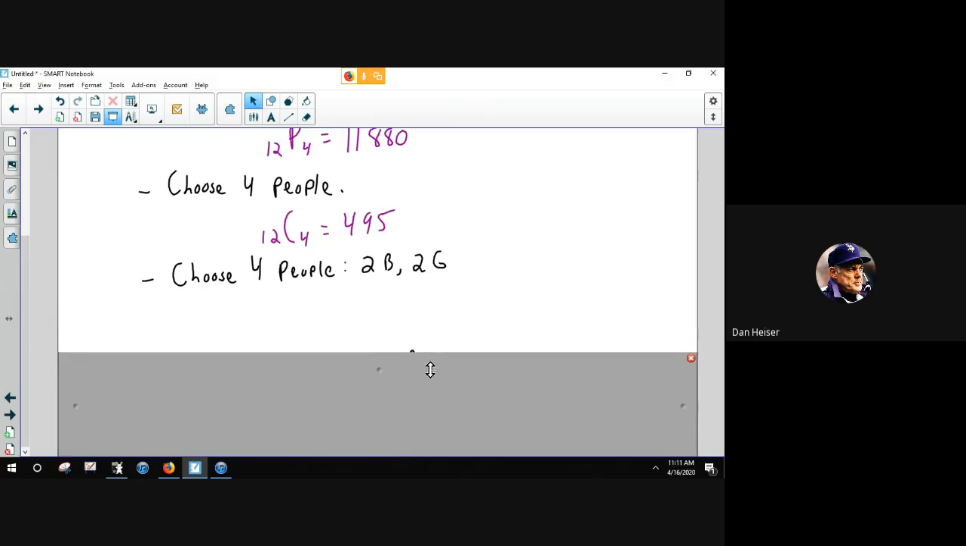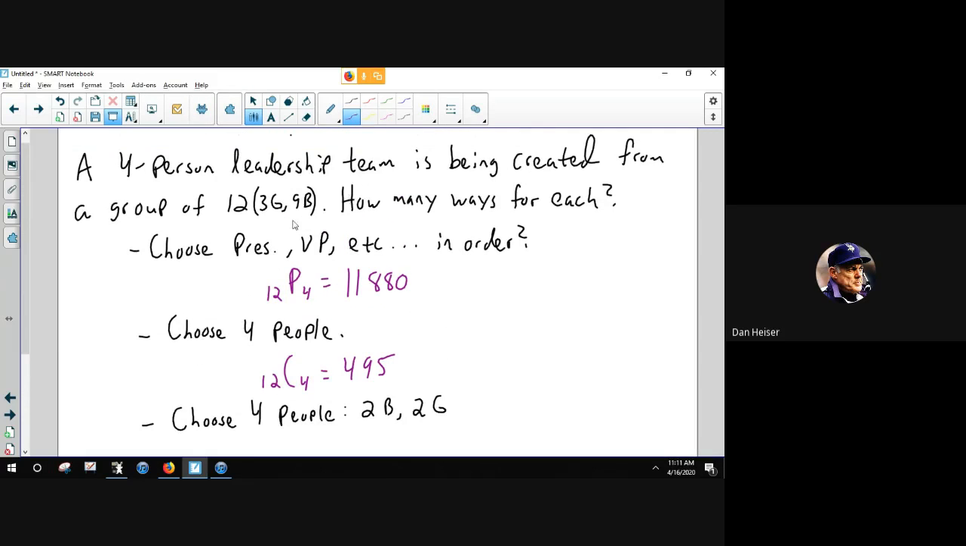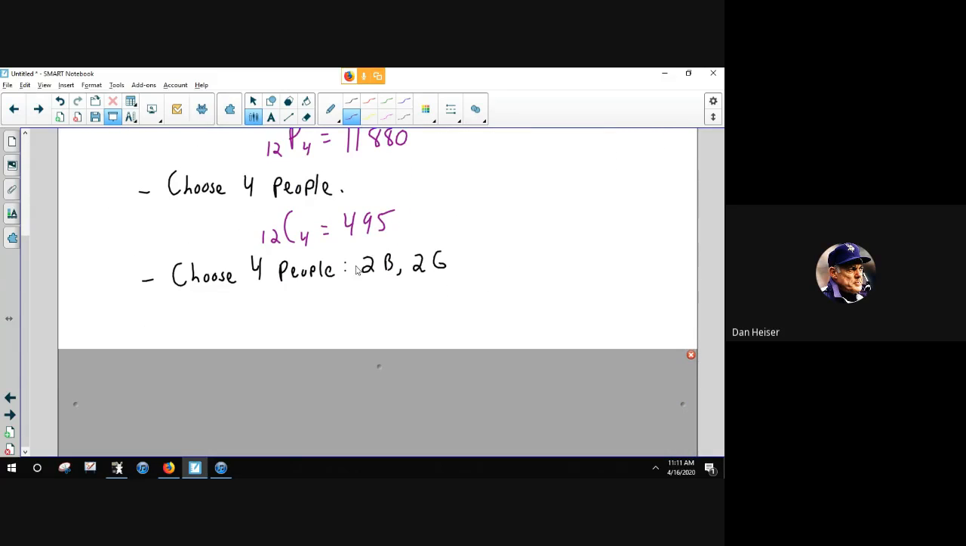Here's where it gets a little tricky, at least at first glance. Choose 4 people, and those 4 people are 2 boys and 2 girls. That's where those numbers are going to come in handy. There are 3 girls in this class. There are 9 boys in this class. I want 2 of each.